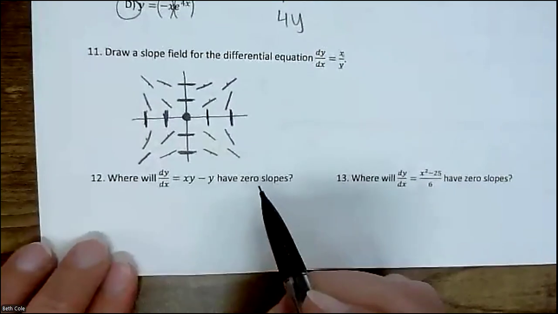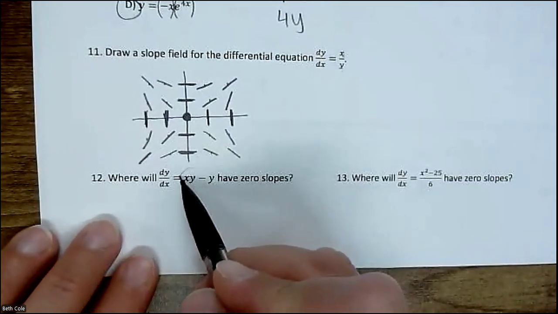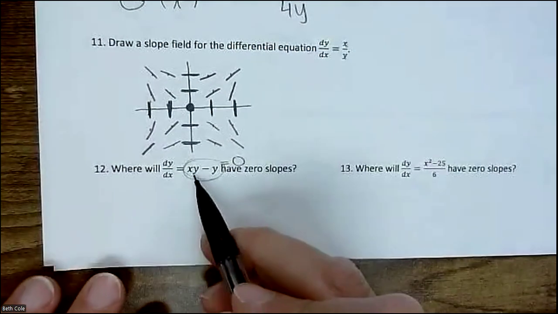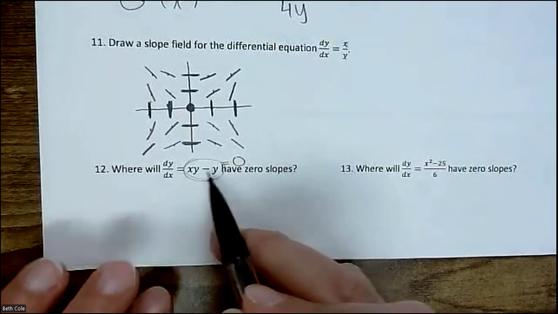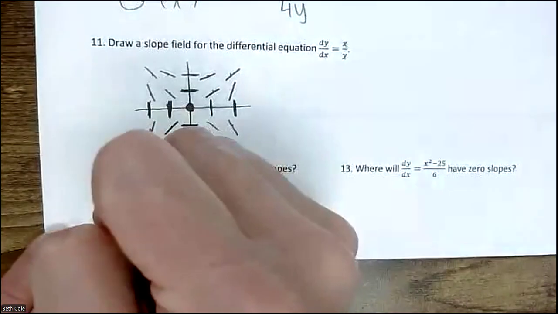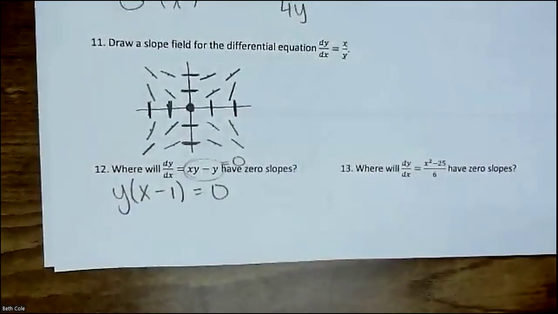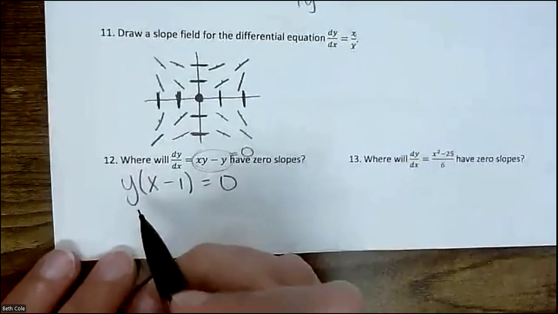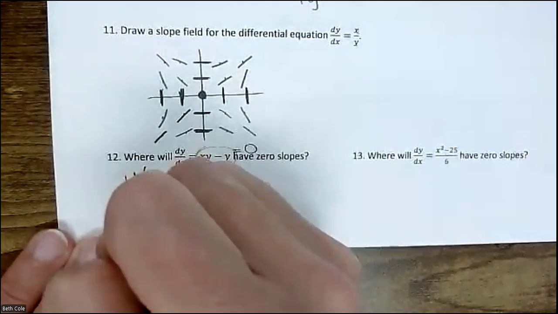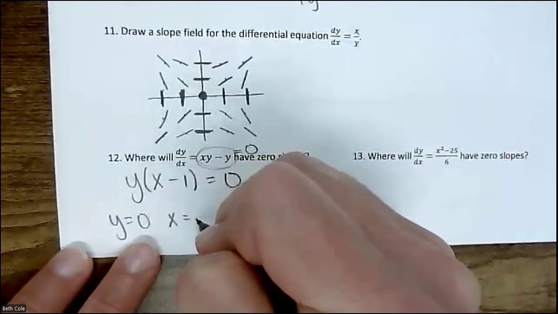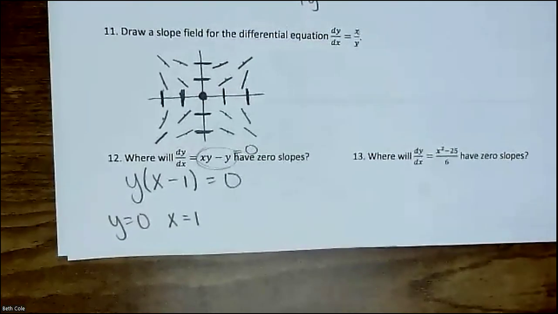Okay, where will this have 0 slopes? Well, you're going to take this thing and set it equal to 0. Welcome back to algebra class. What can you factor out? Y. So you're going to factor out a y. That'll leave you with x minus 1. And so you get 2 answers. You get y equals 0, and you get x equals 1. So 2 answers. Set the thing equal to 0.